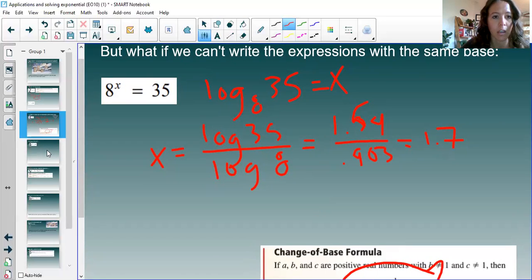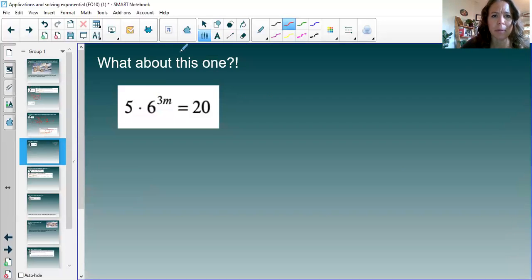All right. So what about this one? Now remember that we're trying to solve for the variable, so we're trying to solve for m. Eventually we are going to use some kind of logarithm because it's in the exponent. Problem is there's a 5 out front. So we have to deal with that 5 first.